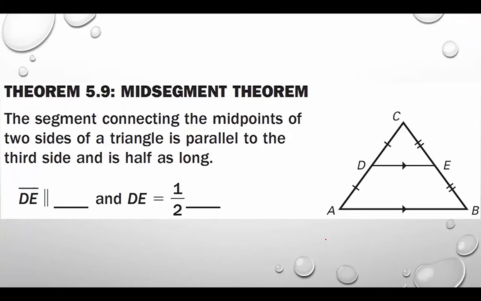Which brings us to our Theorem 5.9, midsegment theorem. The segment connecting the midpoints of two sides of a triangle is parallel to the third side and is half as long. So we can say that line segment DE is parallel to line segment AB, this part over here, and that the length of DE is 1/2 the length of AB.